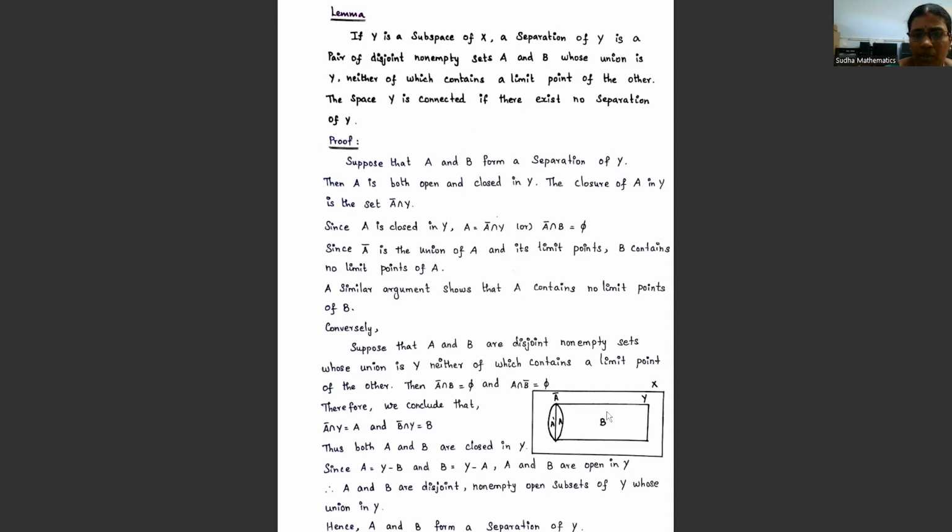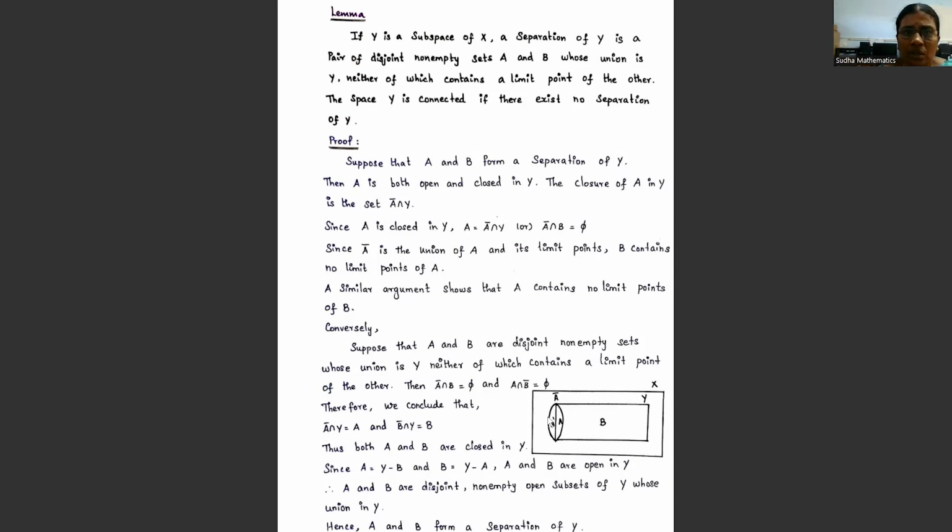See, A and B form a separation of Y. This rectangle is our subspace Y. Now A bar intersection Y is A. This is equivalent to saying that A bar intersection B is empty. So you can observe from the diagram. Since A bar is the union of A and its limit points, B contains no limit point of A. See, in A bar lie all the limit points of A. Since A bar intersection B is empty, B contains no limit points of A. Similarly, you can show that A contains no limit points of B.